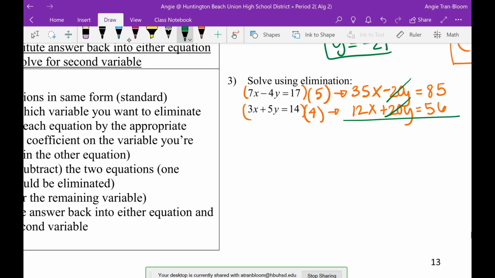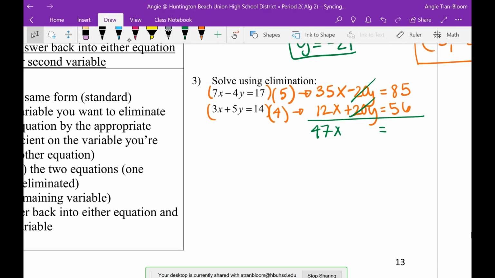35x added to 12x is what? We need to combine those two. 47. Yep, 47x equals 85 and 56. Dylan H, what is it? 141. Okay. Then we're going to divide both sides by 47. X is what? 3. We got X, class.